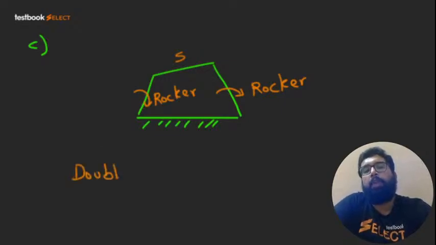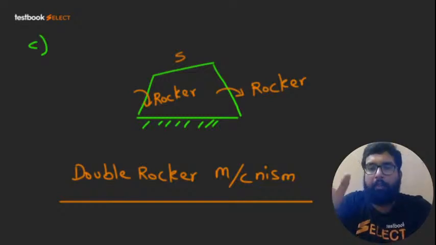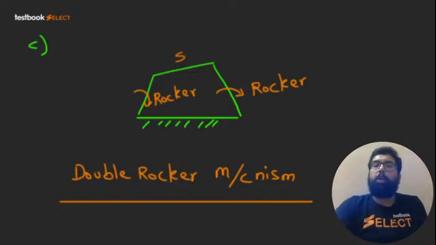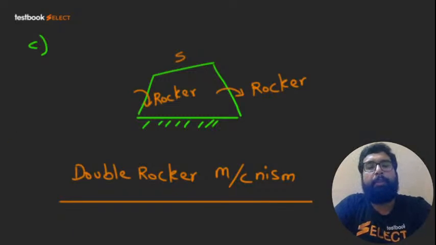Even if the Grashof law is satisfied, as I said, there is no compulsion. Double rocker mechanism is possible. Even if the Grashof law is satisfied, there is no compulsion that you have to have the crank. So if Grashof law is satisfied and you do not want a crank in your mechanism, even that is possible if you place the shortest link opposite to the fixed position. Now, is this Grashof law clear to everyone? We'll be doing the questions of it in the next session.